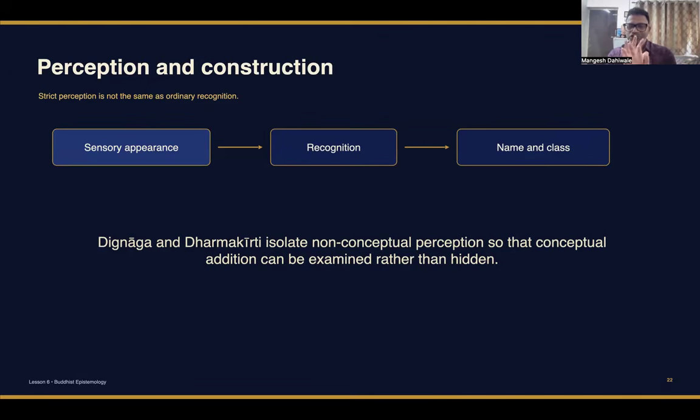But the process of conceptualization, which is called prapancha in traditional Pali language. Prapancha means, you know, creating the whole world out of something. So what Dignāga and Dharmakīrti ask us to do is to separate, isolate non-conceptual perception, so that conceptual addition can be examined rather than hidden. Okay, so there is a sensory appearance, there is a recognition, and then there is a name and class. Okay, we name them and we class them in certain categories.